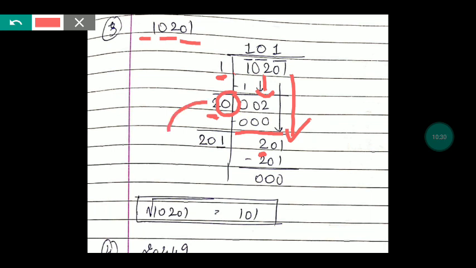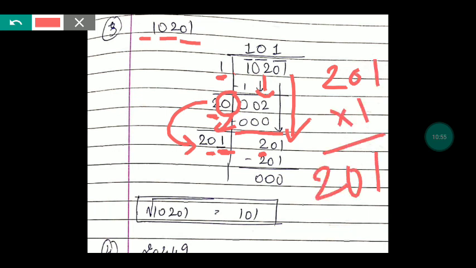Now the 2 remains as it is. Doubling of 0 is done in the new place. But double of 0? 0. 0 into 2? 0. And the last digit you will keep the space empty. So what number will you keep at the last place so that you get 201? It is quite obvious that 201 into 1 is 201. So here we keep 1 as well as here we keep 1.